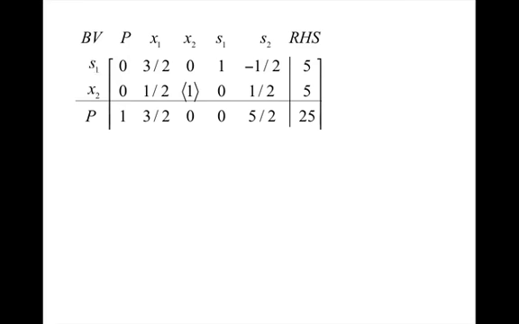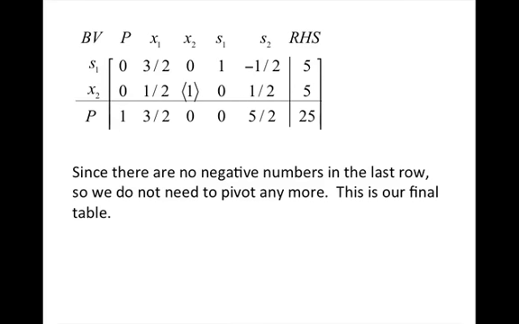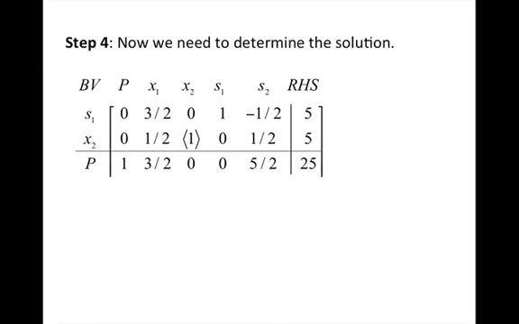Now you look at your table to decide if you need to pivot more or not. Since there's no negative numbers in the last row, we do not have to pivot anymore. This is our final table. So now we're ready to list our final solutions. When I look at that final table, look at your basic variables. x1 was not a basic variable, so x1 is going to be 0. x2 was a basic variable, so go to the right-hand side and there's a 5, so x2 equals 5.